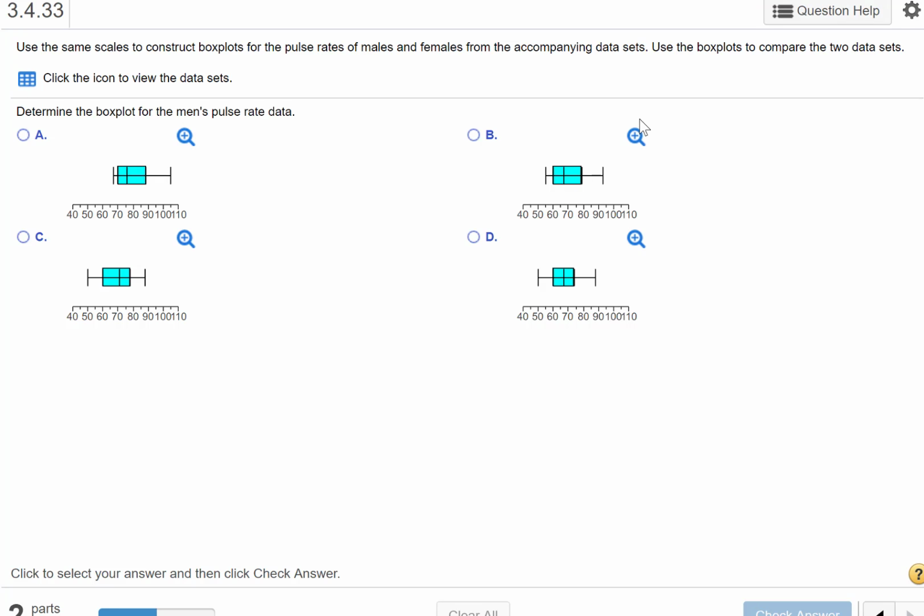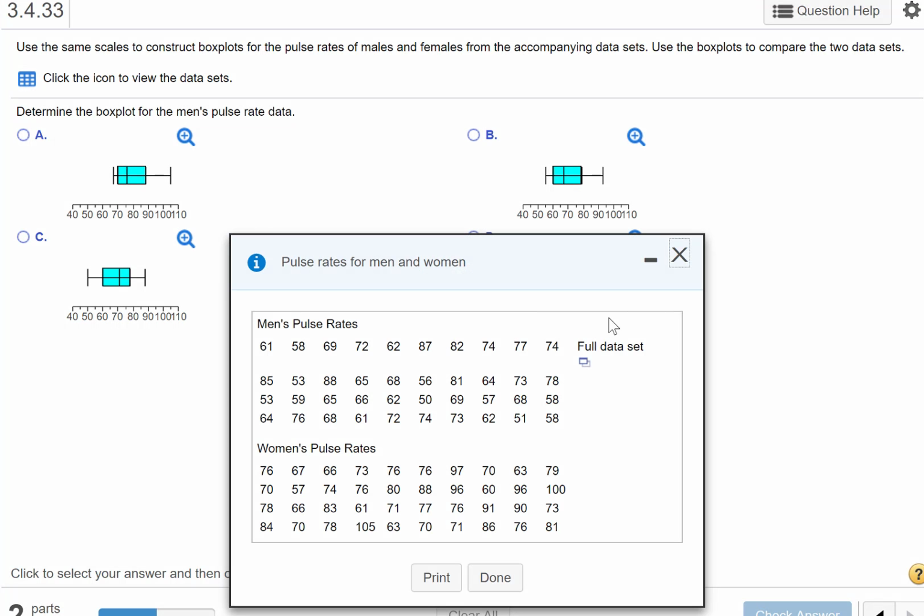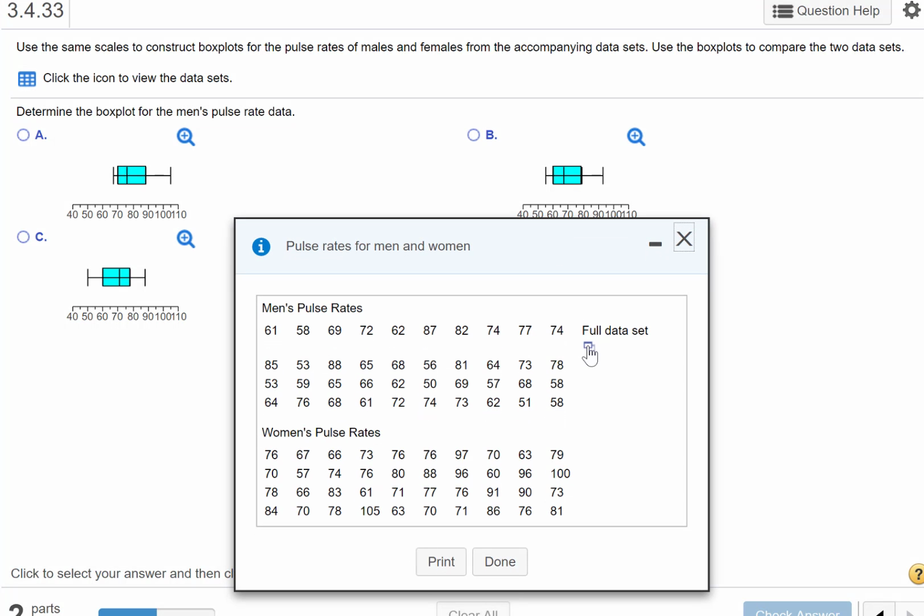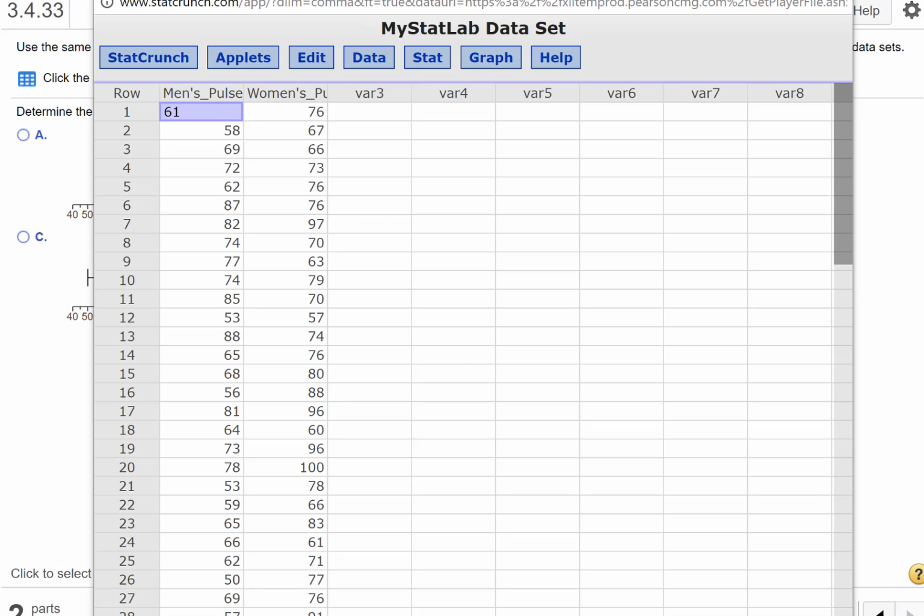Okay, for this one we're using the same scales to construct box plots for the pulse rates of males and females from the accompanying data sets. So let's click the icon here to see the data sets. And there they are. Let's go ahead and open this up in StatCrunch. So we have men's and women's pulse rates.